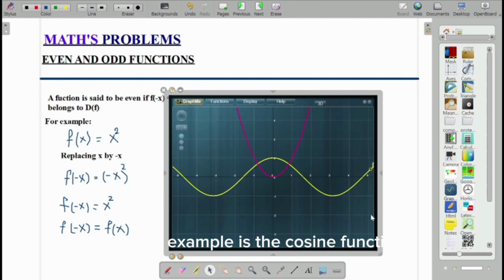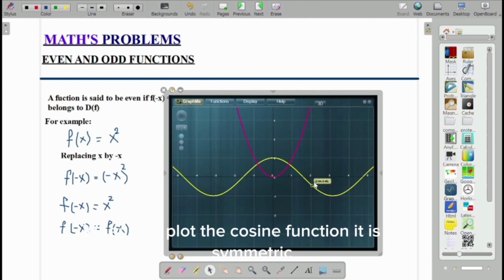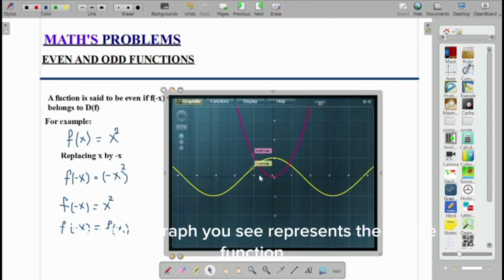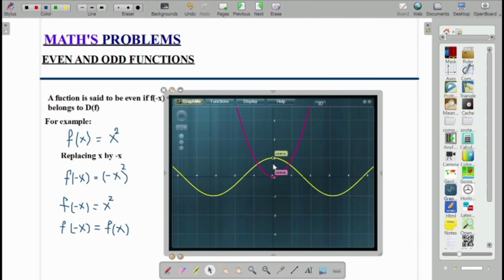Another example is the cosine function. When you plot the cosine function, it is also symmetric. The yellow graph you see represents the cosine function, and it is also symmetric.